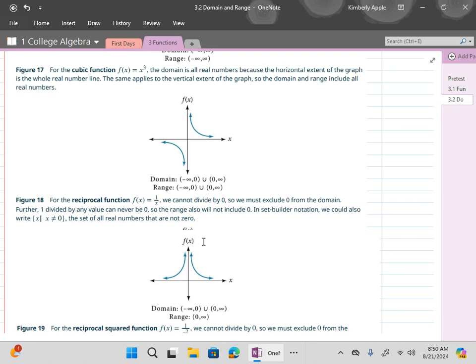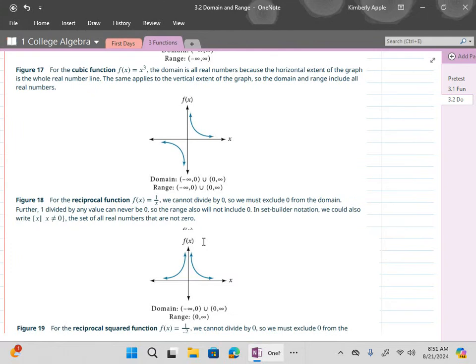So notice, in my domain, I have the standard negative infinity to infinity, but I've removed the 0. I've taken 0 out. Notice how it does not cross over x equals 0, which is this line. Makes sense? Same thing for the range.